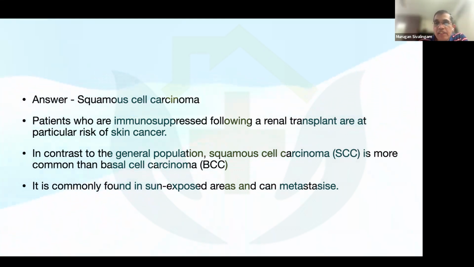As I said, you commonly see that in sun-exposed areas. Particularly for people with fair skin, we advise them to use sun cream, etc., when they're going out in the sun. But because these patients are taking immunosuppressive drugs, that increases the risk of malignancy, etc.